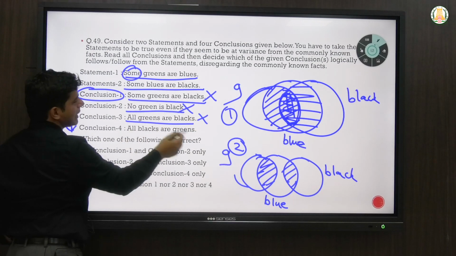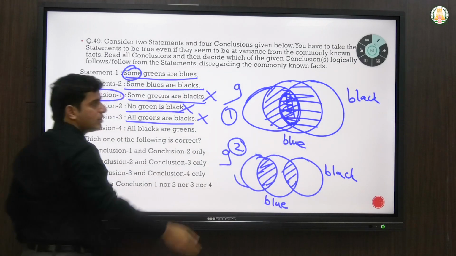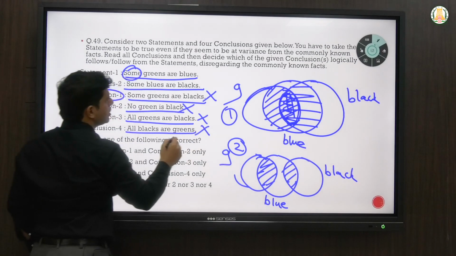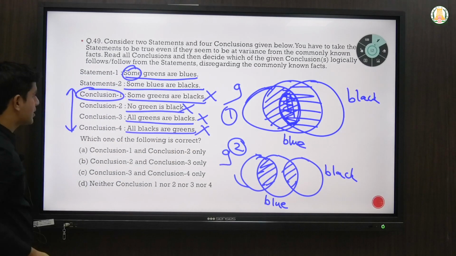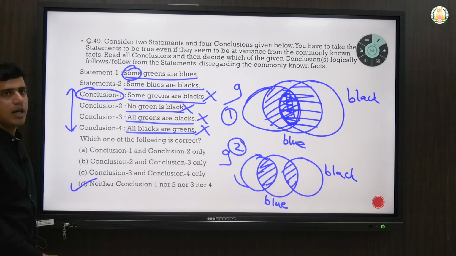And he's saying all blacks are greens. Similar statement. Black has its own exclusive area, so not all blacks can be greens. So this is also wrong. Basically none of the conclusions you can say are correct. So option D, neither conclusion 1, 2, 3 nor 4 is correct.